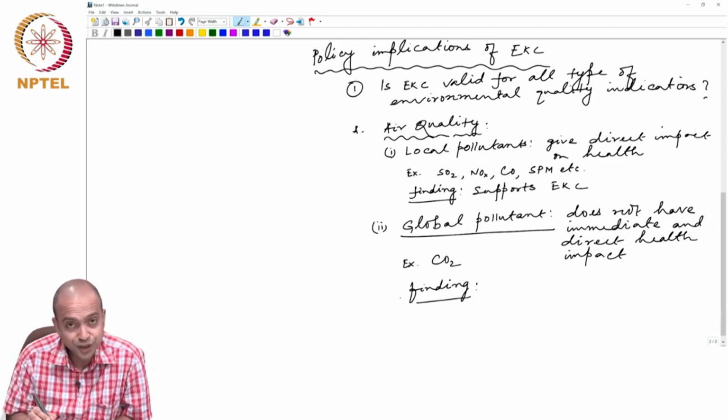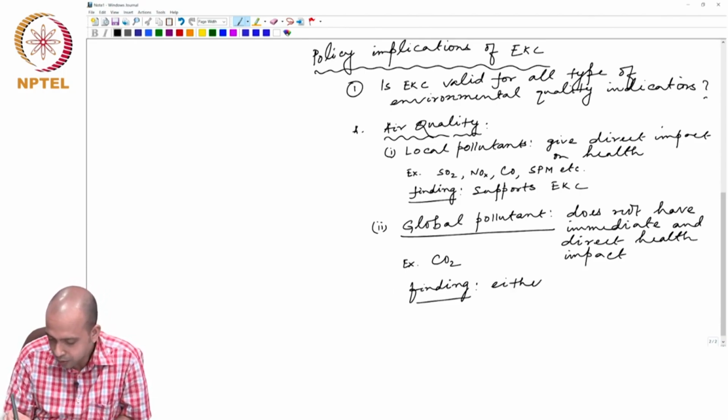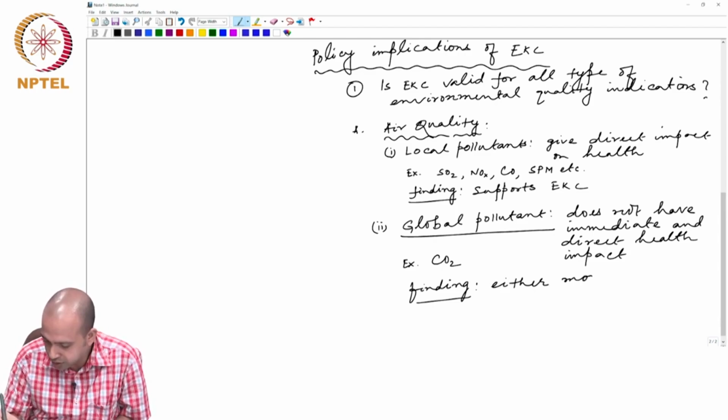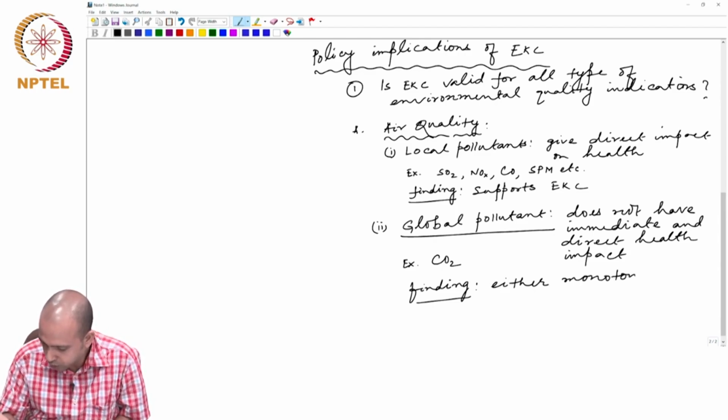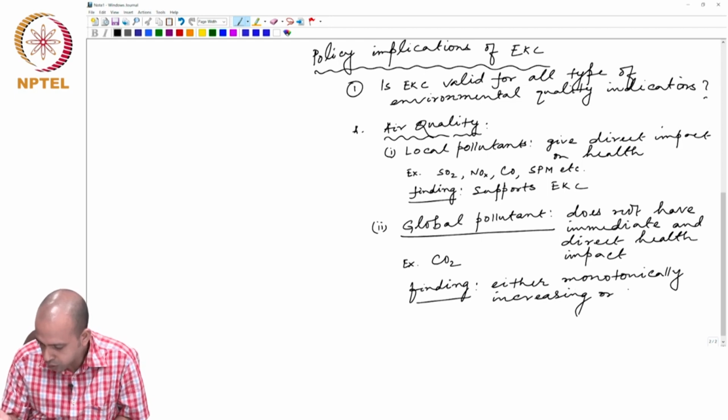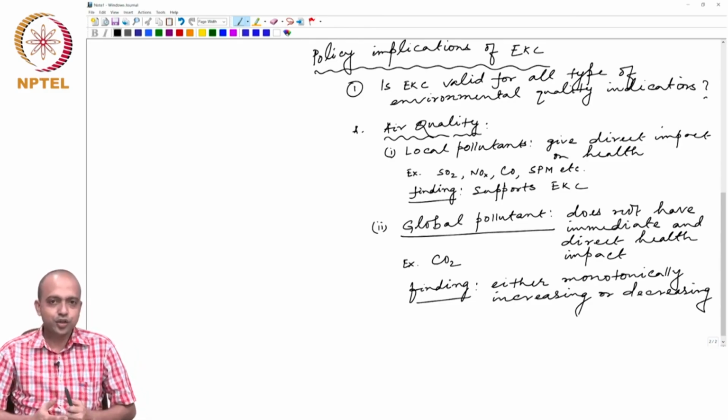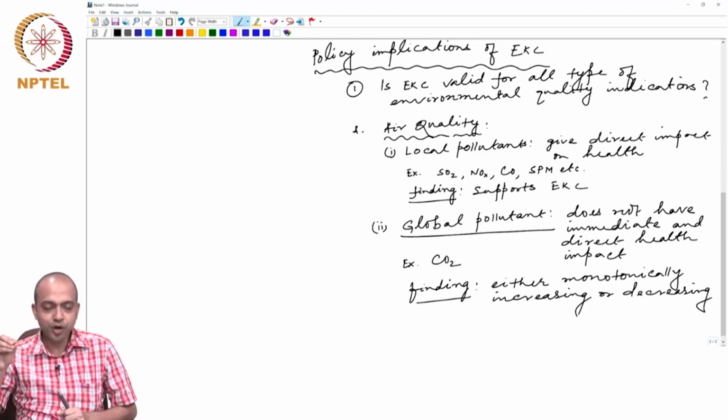Finding is actually not EKC type, rather either monotonically increasing or decreasing. Okay, this is the finding. So, that means when we measure environmental quality by air quality indicators, there are two types of indicators.